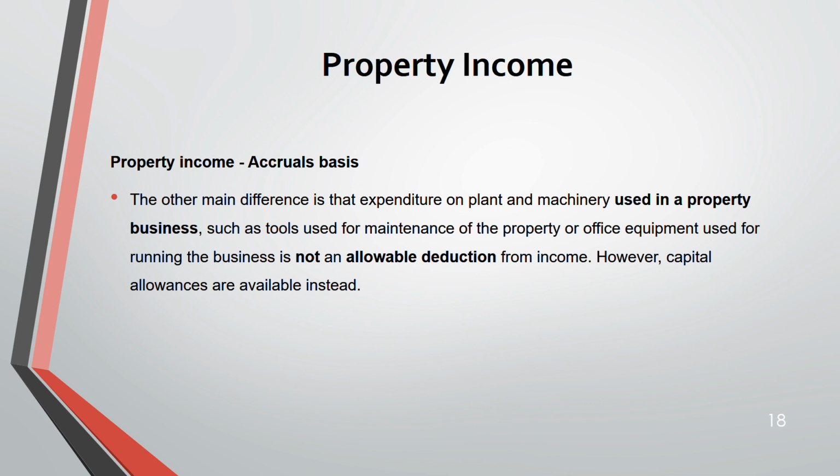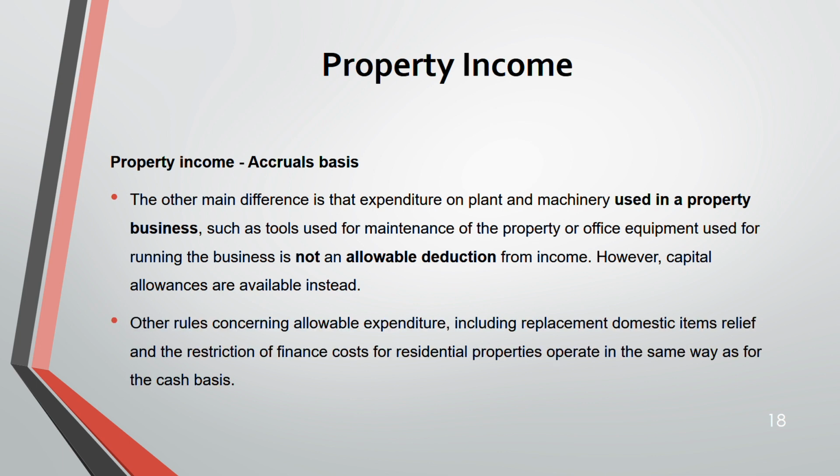Now, the main difference is between the expenditure on property, expenditure on plant and machinery used in a property business. It is not an allowable deduction from income. But capital allowances are available instead. Other rules concerning allowable expenditure, including replacement domestic item relief, restriction of the finance cost for residential property, will operate in the same way as for cash basis. We have already gone through that. That means 20% of the finance cost you can deduct from income tax liability, and replacement domestic item relief for residential property, whether under cash or accrual, is the same. So now let's do questions.